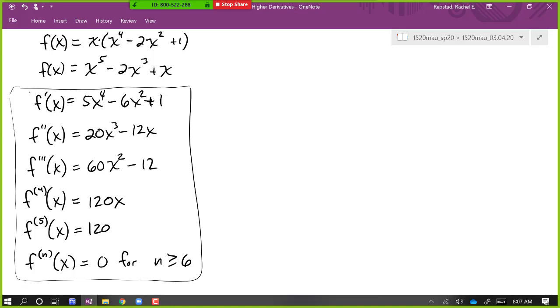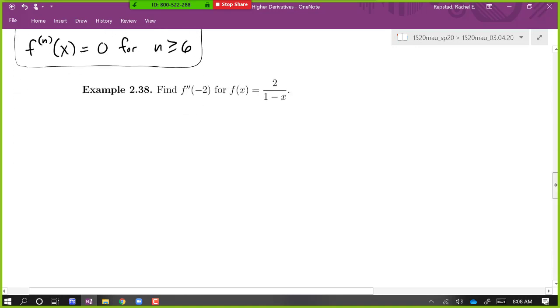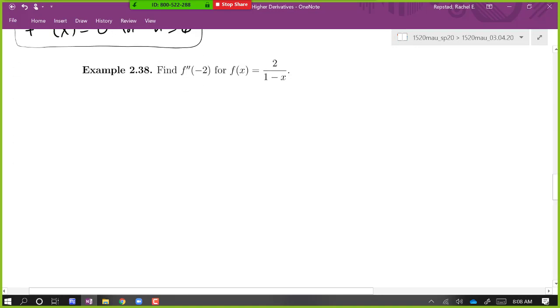Are there questions on that example or about what we mean when we talk about higher derivatives? Okay. All right, well, we'll try another one. So here they asked us to find f double prime of -2. So what we're going to do first is just find f double prime of x as a function, and then we'll evaluate it at -2. In order to find f double prime of x, we first have to find f prime of x.